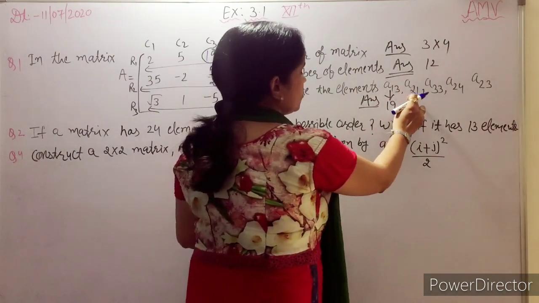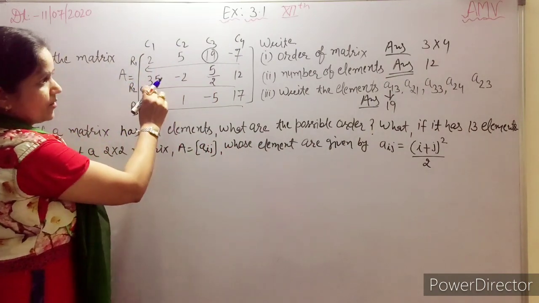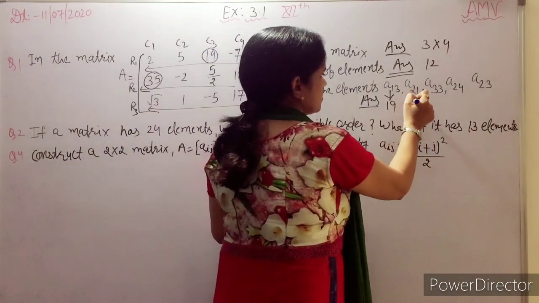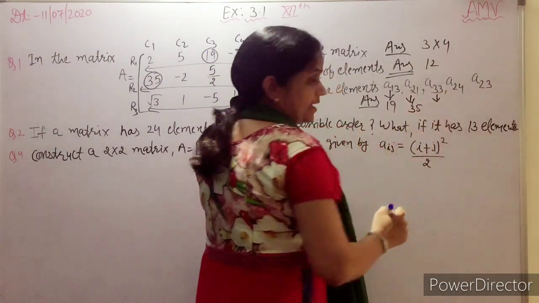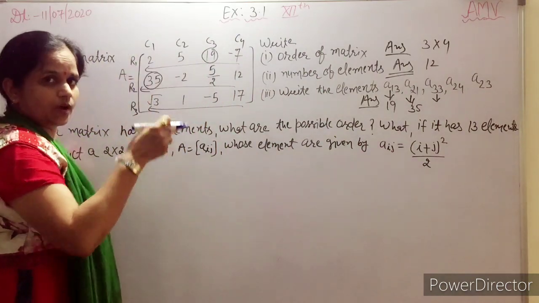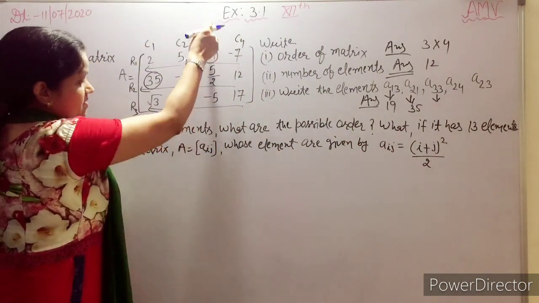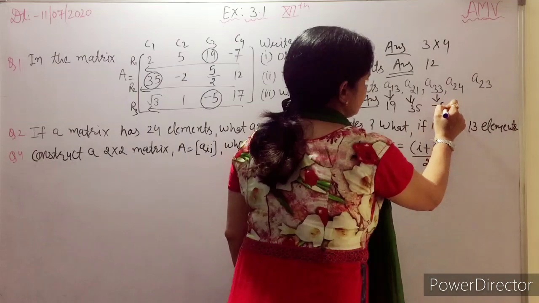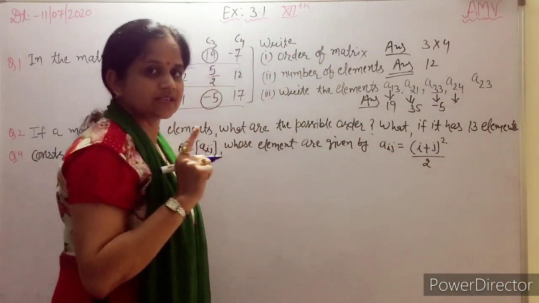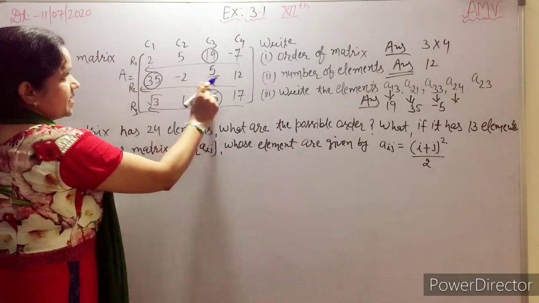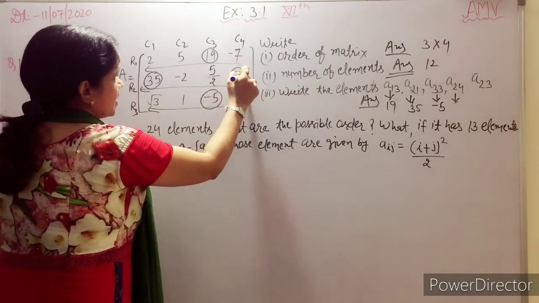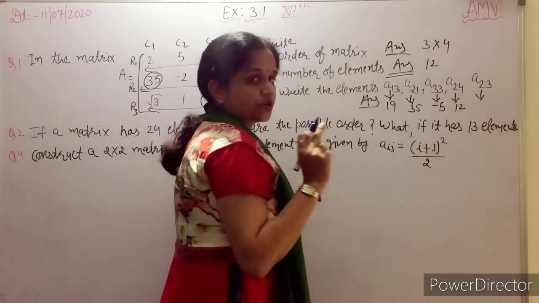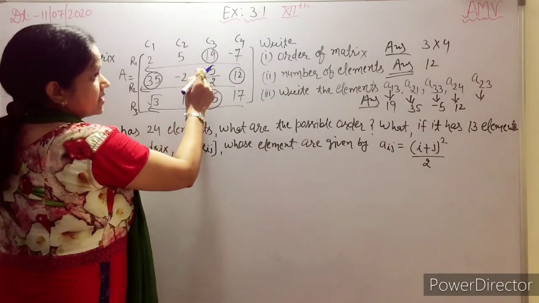Next, A21. Second row, first column. It is 35. So the answer of this is 35. A33 means third row, third column. It is the third row, students, and the third column. So the answer of this is -5. A24, second row, fourth column. So the answer is 12. Next is A23, which means second row, third column.